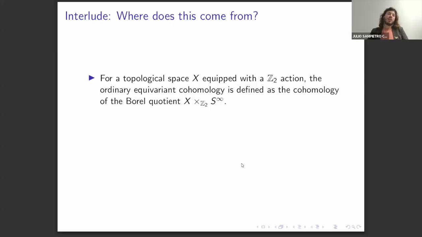Okay. I'm going to make a small interlude of why one would do this in the first place and why it makes sense. And so I'm going to very briefly recall usual Borel equivariant homology, cohomology. So if I have a topological space X with a Z2 action, the ordinary equivariant cohomology is the cohomology of the Borel quotient, which is just you take X, you take S infinity, and you quotient out by the diagonal action.